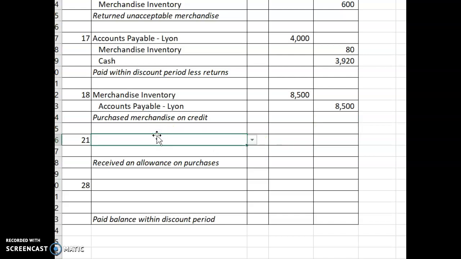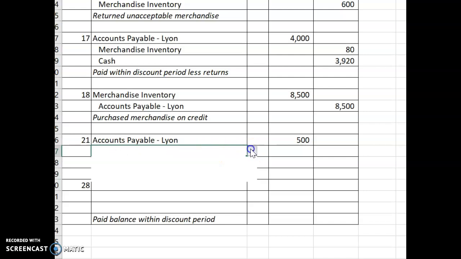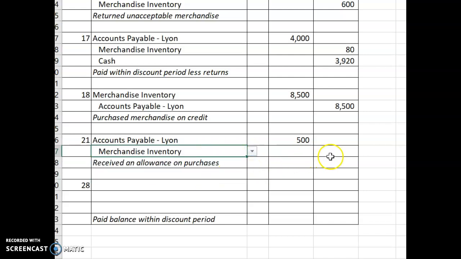On April 21st, after negotiations over some scuffed merchandise, they gave us an allowance toward the $8,500 owed. We didn't actually return the inventory, but they gave us an allowance for it to reduce our overall costs. So on April 21st, we're going to go ahead and reduce the amount that we owe to Frisk, accounts payable, Frisk, right, for $500. And we're going to credit merchandise inventory $500 because it no longer costs us that much. We reduce the cost of that inventory because of the damaged merchandise.